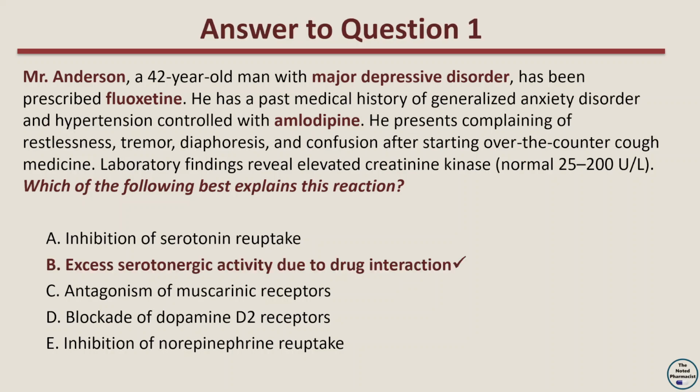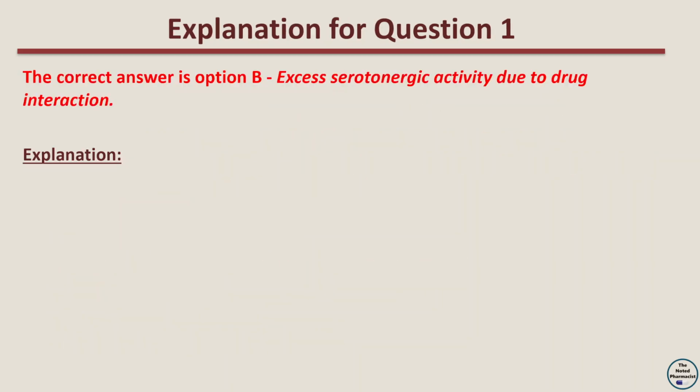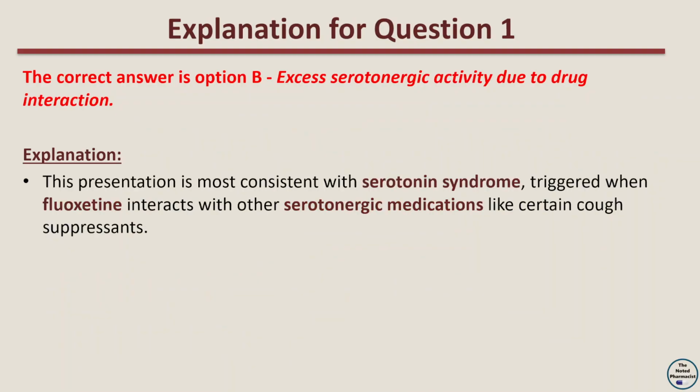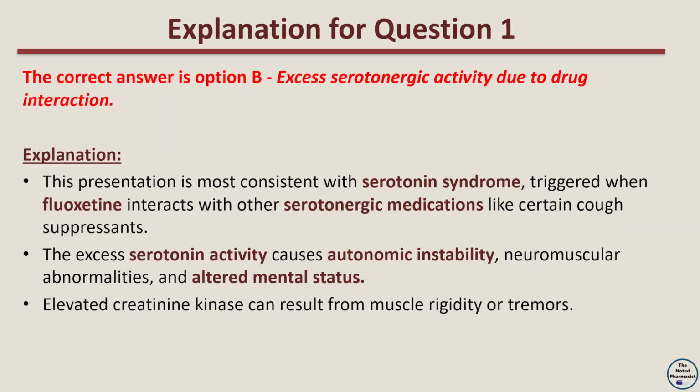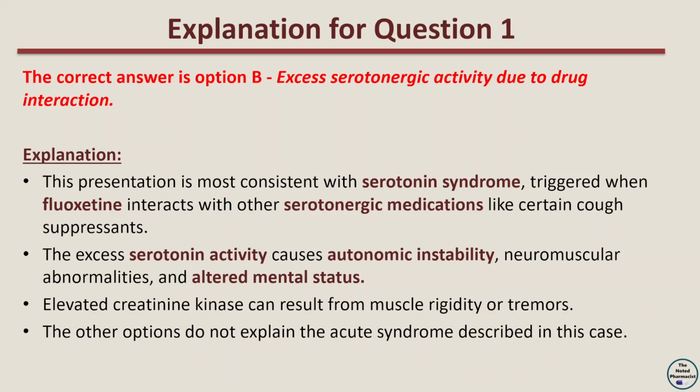The correct answer is option B, excess serotonergic activity due to drug interaction. The explanation is that this presentation is most consistent with serotonin syndrome, triggered when fluoxetine interacts with other serotonergic medications like certain cough suppressants. The excess serotonin activity causes autonomic instability, neuromuscular abnormalities, and altered mental status. Elevated creatine kinase can result from muscle rigidity or tremors. The other options do not explain the acute syndrome described in this case.